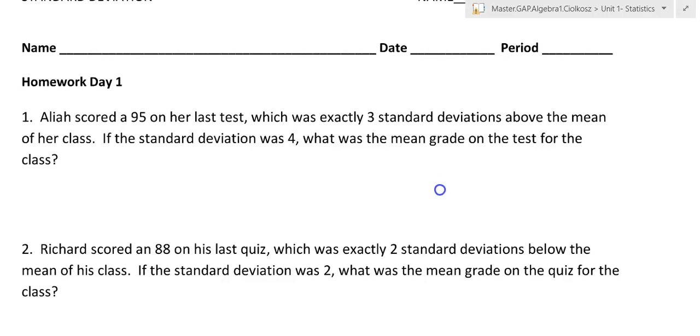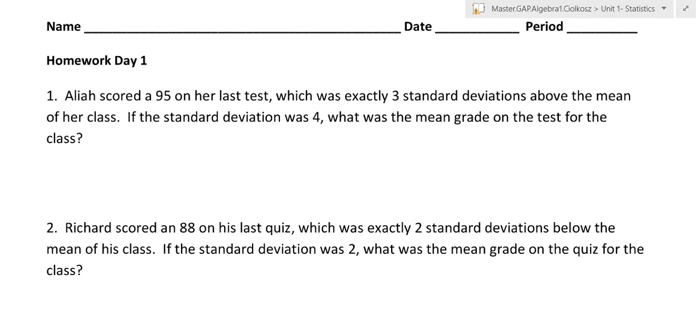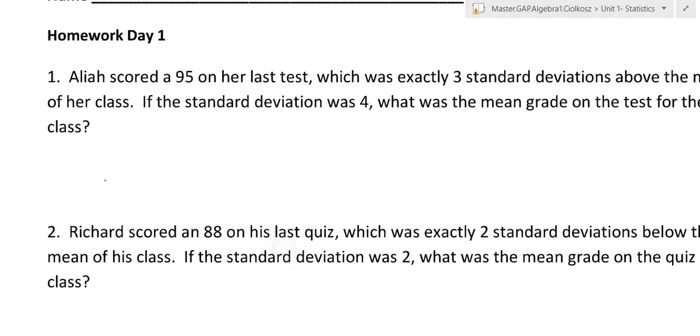So for this one, we have Aaliyah scored a 95 in her last test, which is exactly 3 standard deviations above the mean of her class. The standard deviation was 4. What was the mean grade on the test for the class? Alright, so first thing, we know what Aaliyah scored, and we know how many standard deviations. So let's go ahead and draw out our picture here.